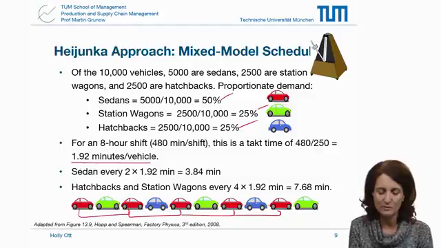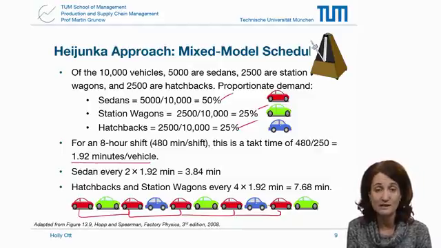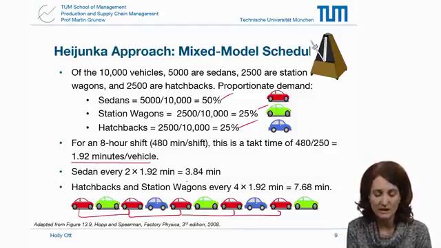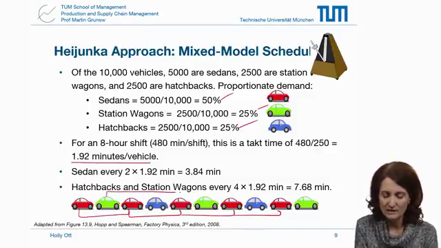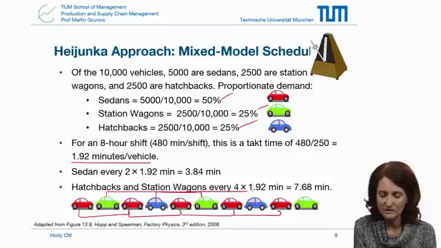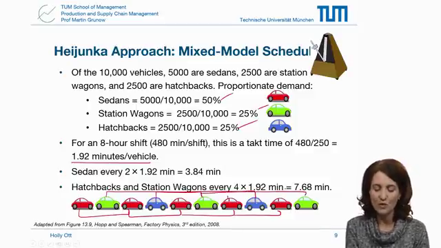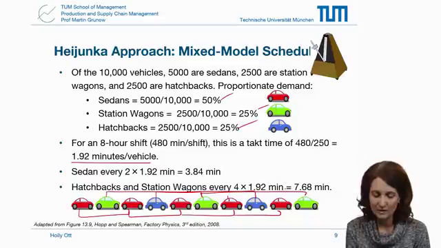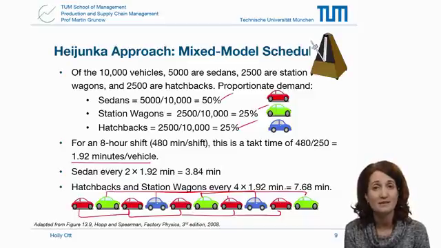So every 2 times 1.92 minutes, or every 3.84 minutes, we produce a sedan. Hatchbacks and station wagons come out every 4 vehicles. So we get either a hatchback or a station wagon every 4 times 1.92 minutes, or every 7.68 minutes. Again, important, the production has to be able to handle this.